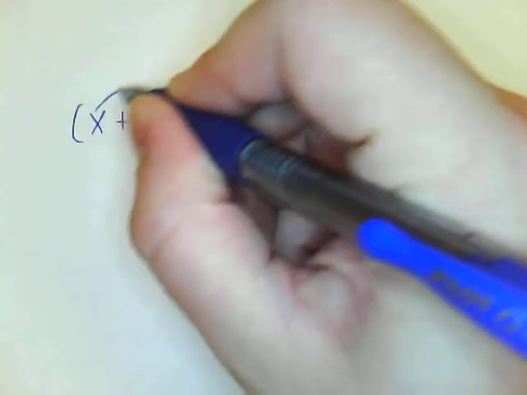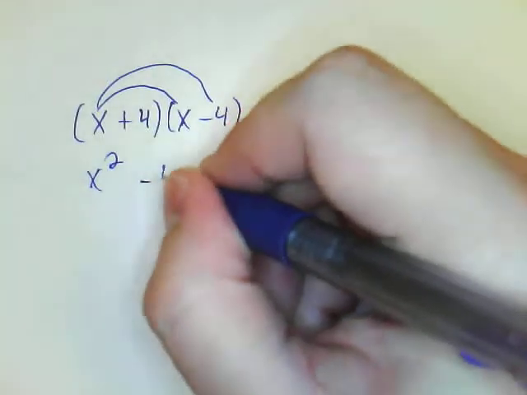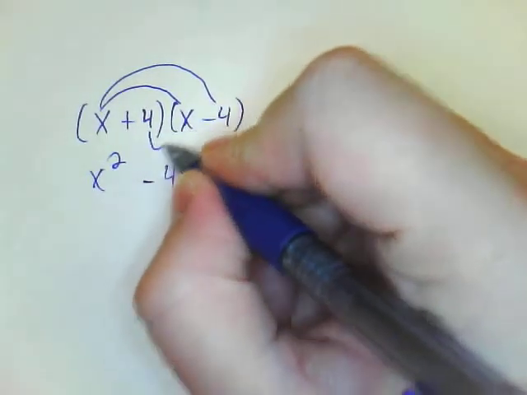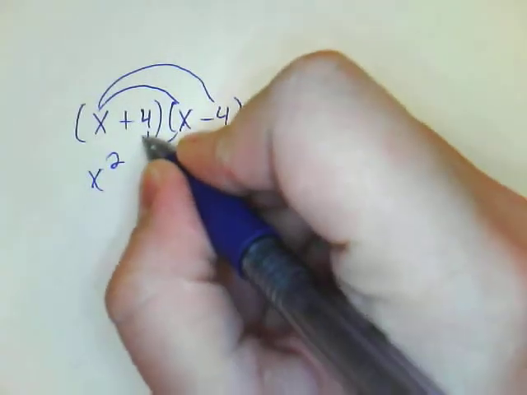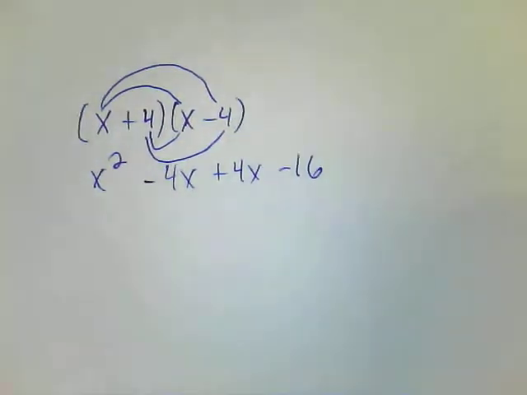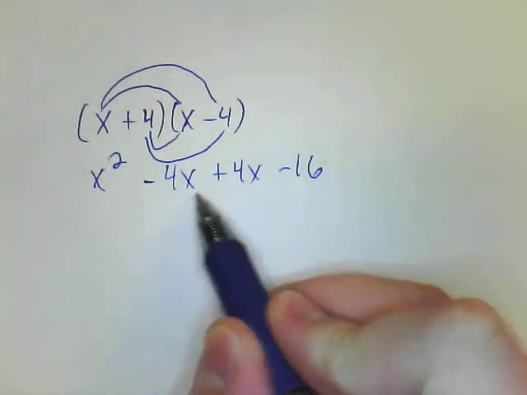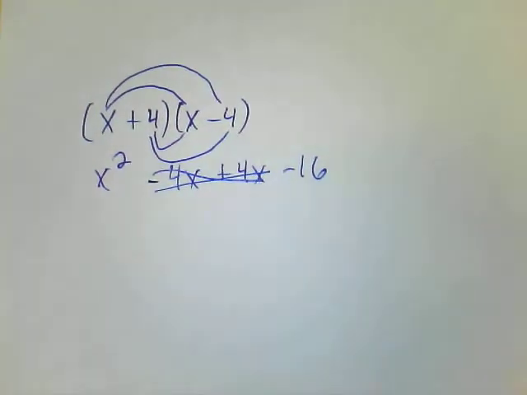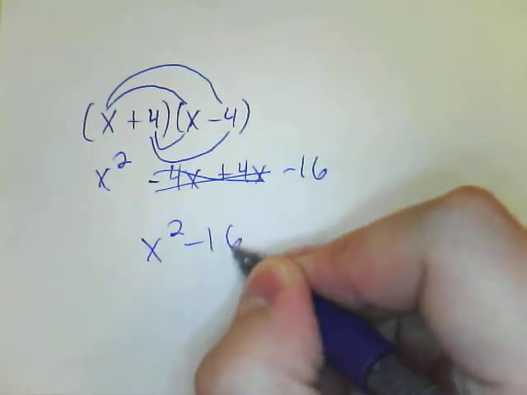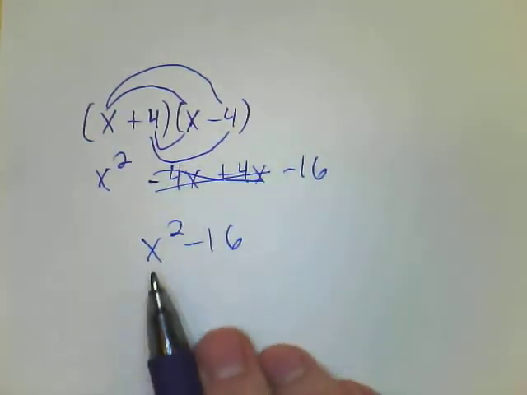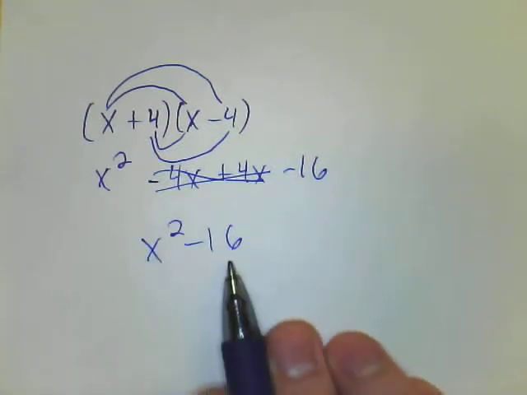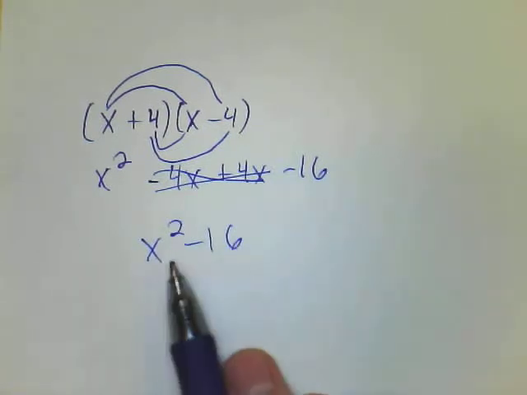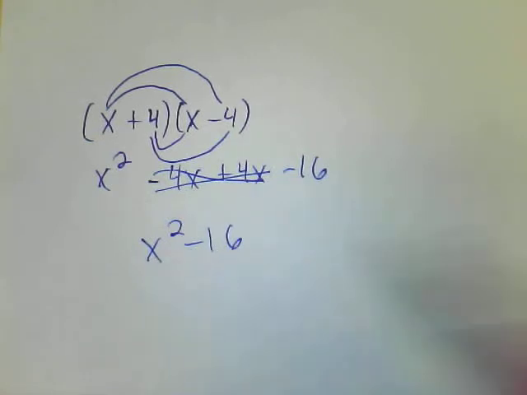So if we were to FOIL this, x times x is x squared. X times negative 4 gives negative 4x. And then 4 times x is 4x. And 4 times negative 4 is negative 16. Then you can see the middle terms here, negative 4x and positive 4x. Those cancel each other out, and we're left with something called the difference of two perfect squares. So this is x squared. 16 is 4 squared. Difference means subtraction. So this is the difference of two perfect squares. And this is going to happen anytime we multiply conjugates together. Those middle terms are going to drop out.